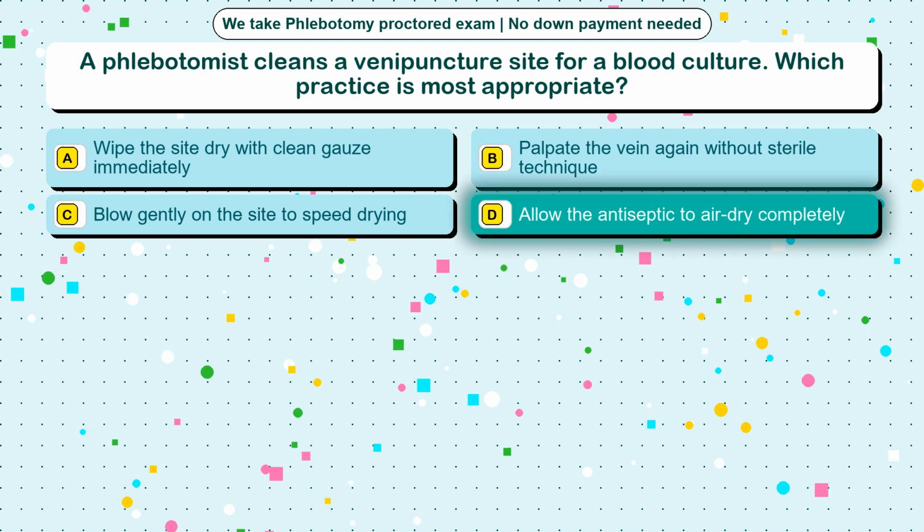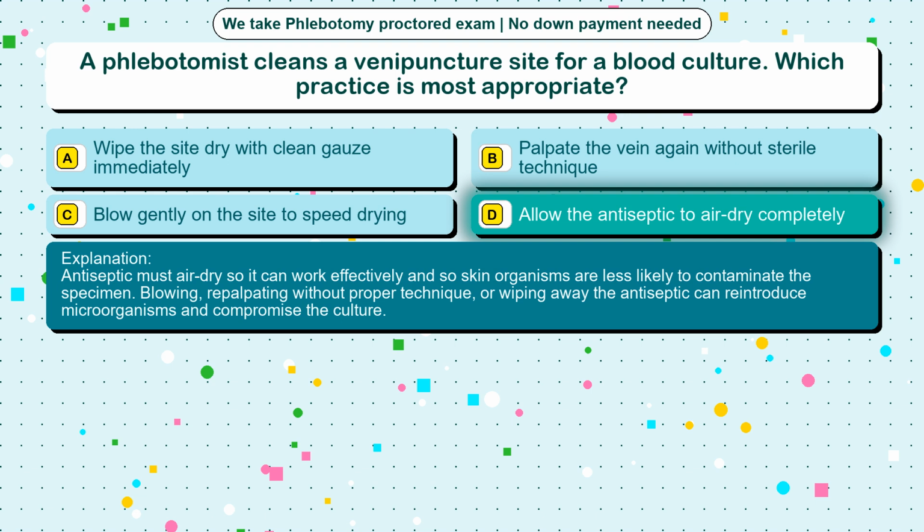The correct answer is option D. Allow the antiseptic to air dry completely. Antiseptic must air dry so it can work effectively and so skin organisms are less likely to contaminate the specimen. Blowing, repalpating without proper technique, or wiping away the antiseptic can reintroduce microorganisms and compromise the culture.